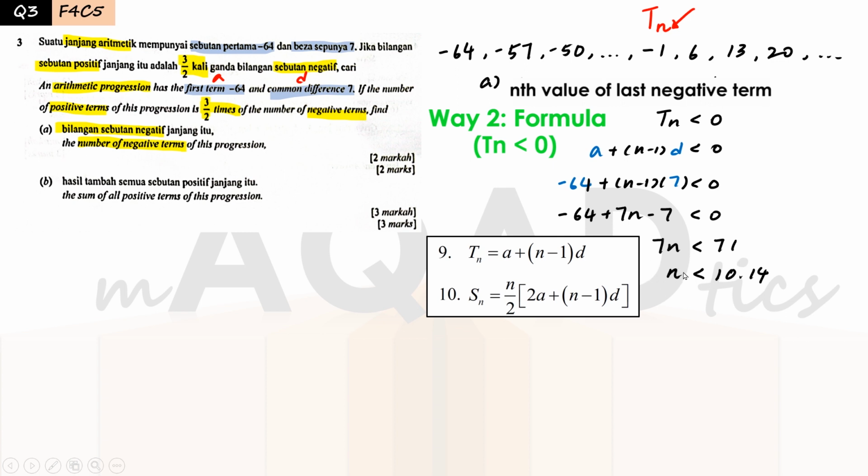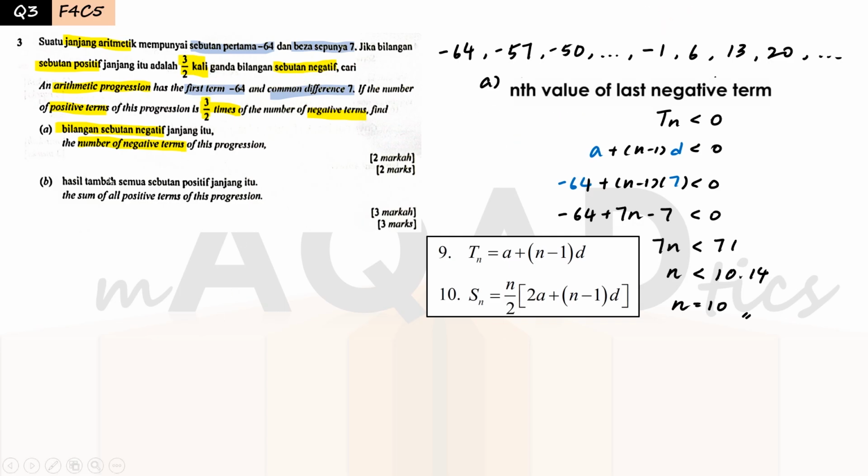But here the n must be an integer, right? So we need to find the largest integer that is smaller than 10.14, which is 10. So our answer would be the number of negative terms is 10.